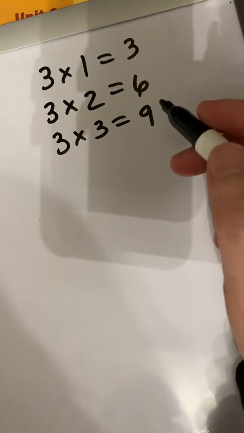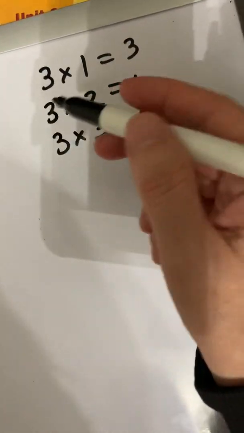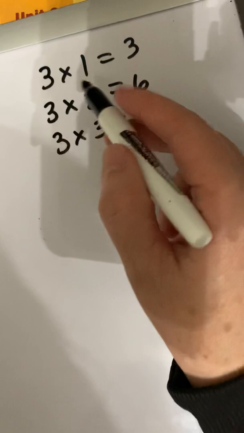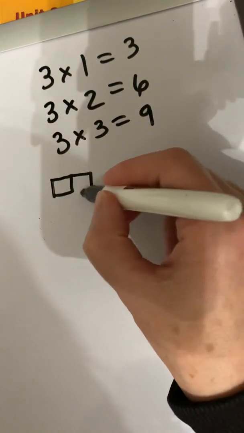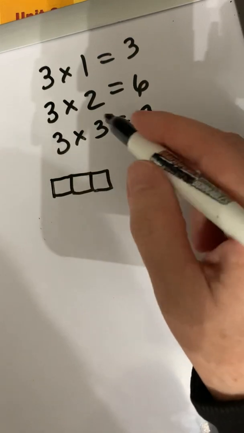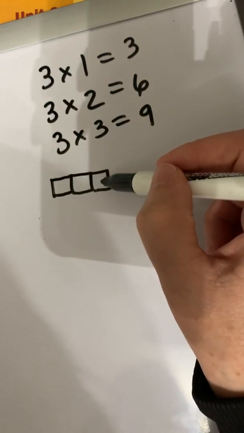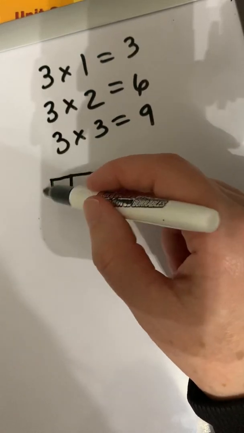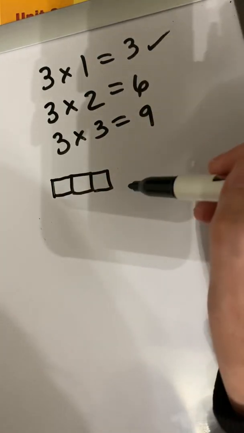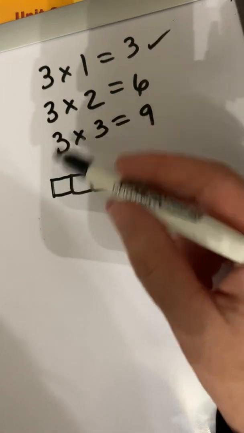Okay, and they want you to draw the arrays. So 3 times 1. If I was using my graphing paper, I would just trace my boxes. I've got 1, 2, 3 going in one direction by 1. 3 by 1. So that's the first one. I did it.